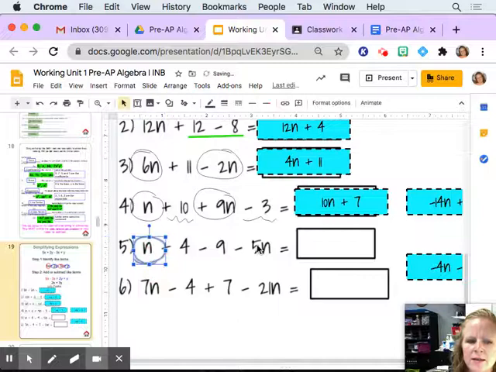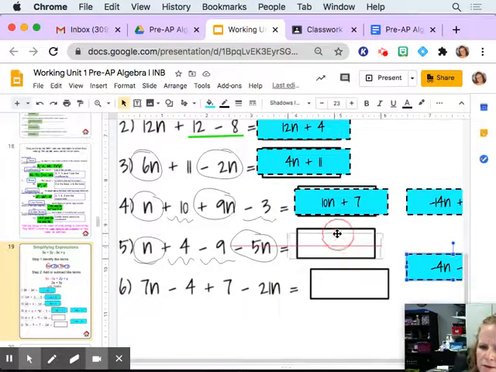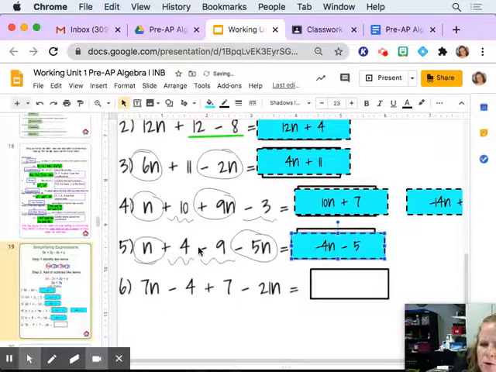Now we have n and minus 5n, and then 4 minus 9. So if we have n and we take 5n away, that'd be 1 minus 5 or 1 plus a negative 5. Different signs, so we subtract. So that'd be 4n. And then 4 minus 9 or 4 plus a negative 9 would be negative 5.